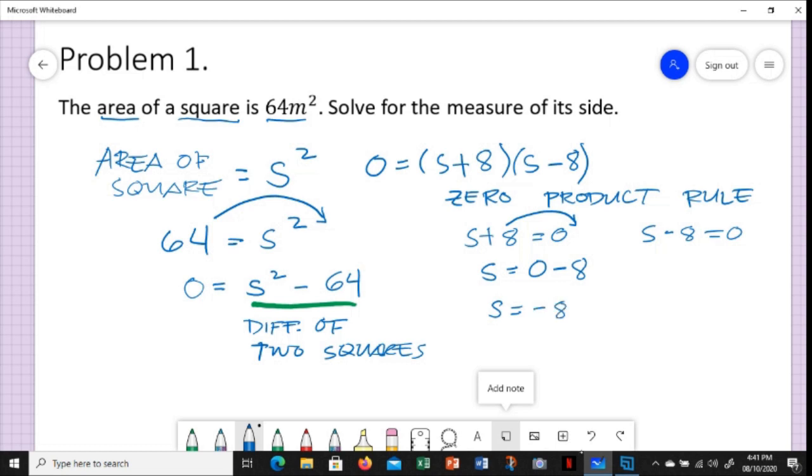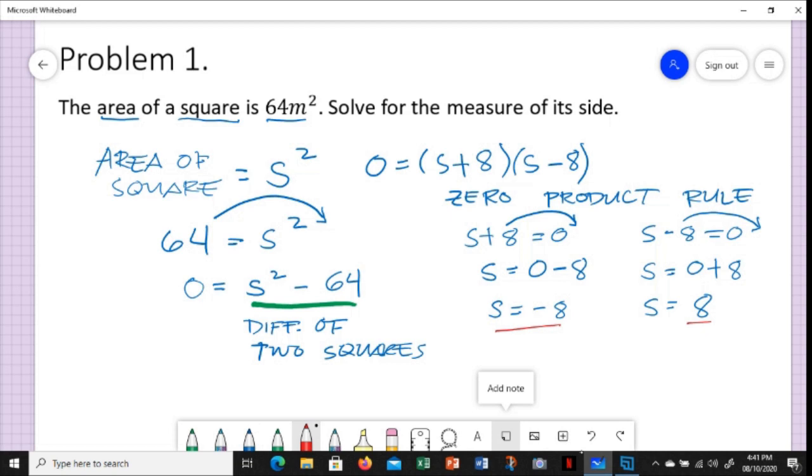And let's proceed on the other factor. So same thing. We're going to transpose negative 8 on the other side and write its additive inverse. So it will become s equals 0, then from negative 8, that will become positive 8. And simplify, s equals 0 plus 8 is 8. Now, we have two values of s, or s stands for the side. Now, the first one is negative, the other one is positive.